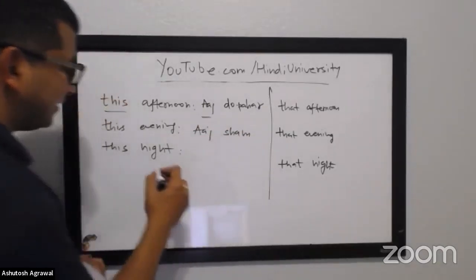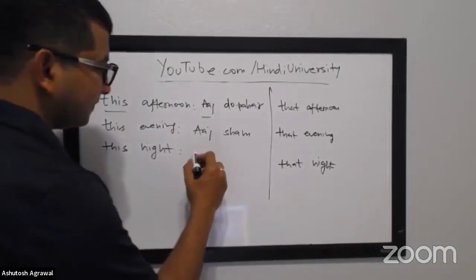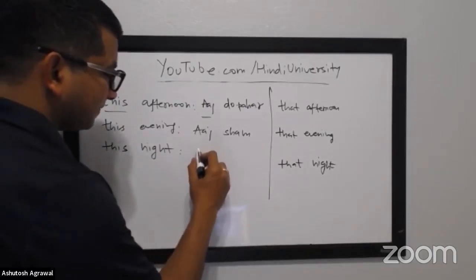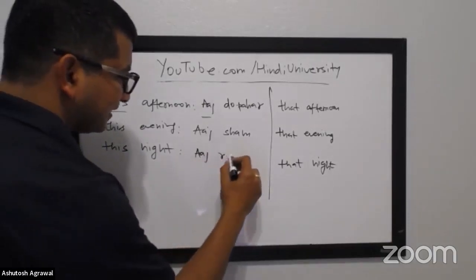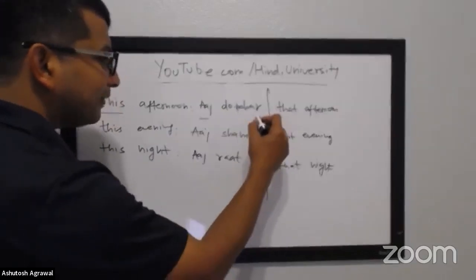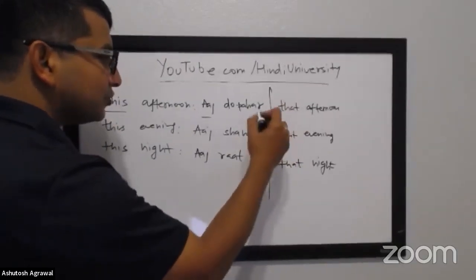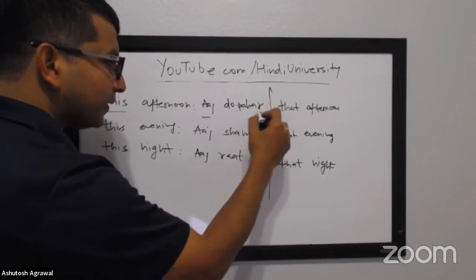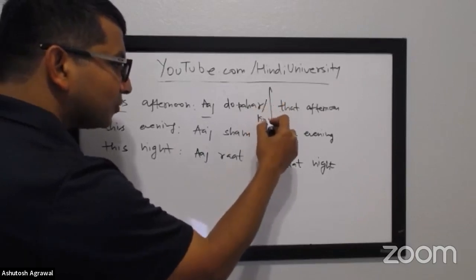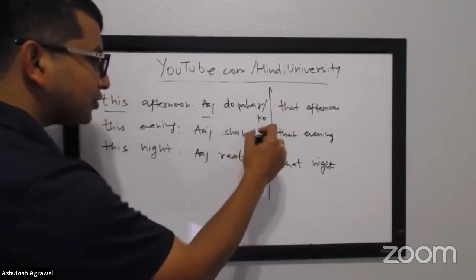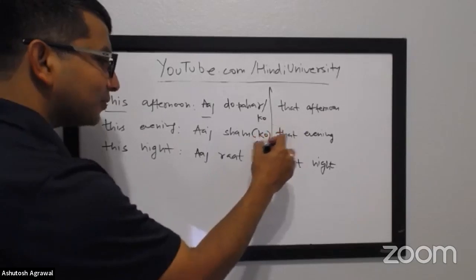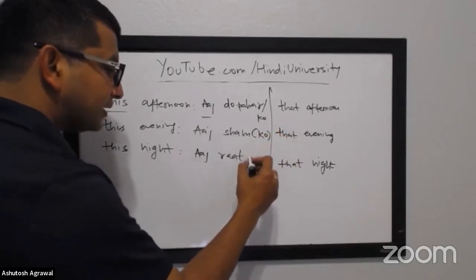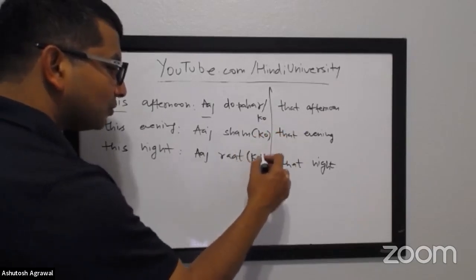How will you say this evening? आज शाम को और आज शाम. Very good. Aaj sham. And this night would be आज रात, aaj raat. When you're using it as an adverb, you can use aaj dopeher or aaj dopeher ko. You can say aaj sham or aaj sham ko. Or you can say aaj raat or aaj raat ko.